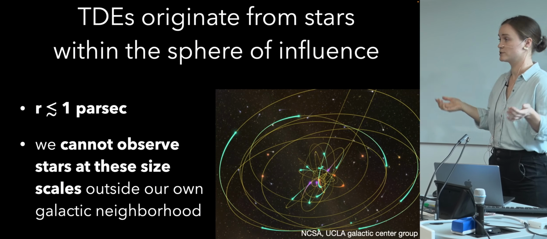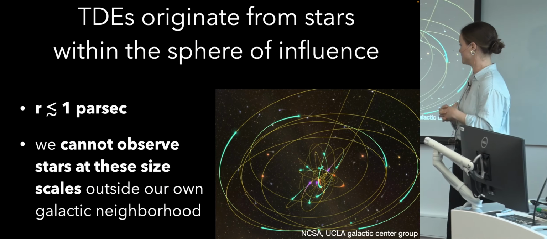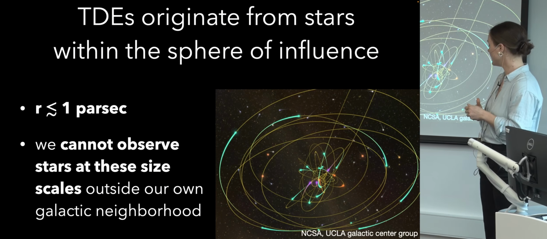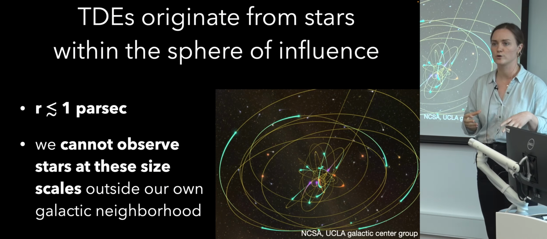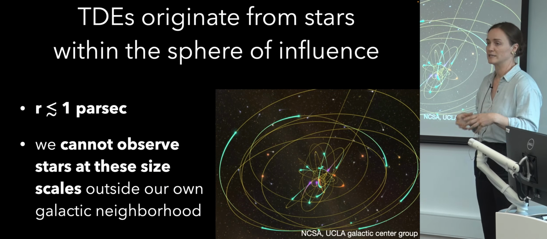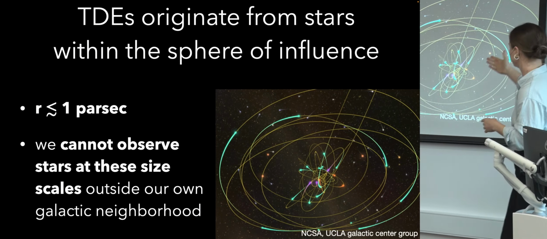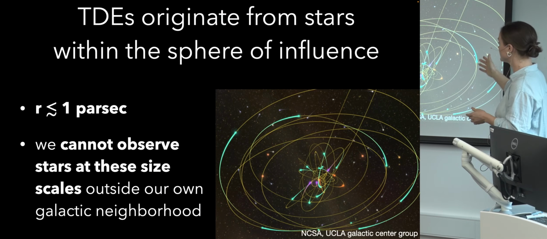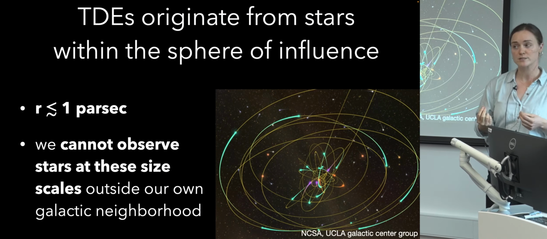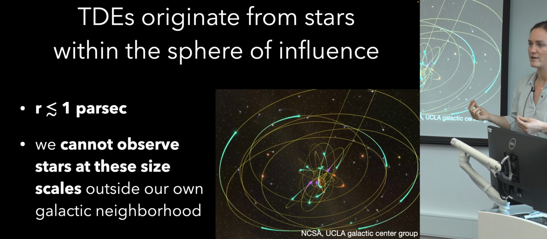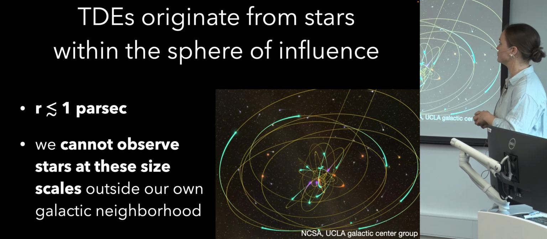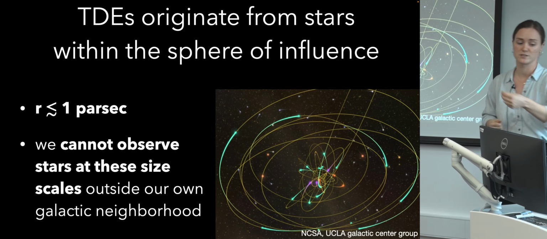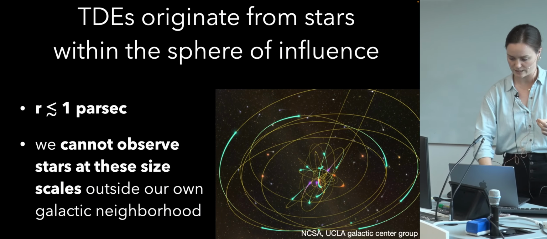We can also learn about stars in the central parsec of the galaxy, or the sphere of influence of the galaxy, because that's where TDEs originate from. And this is at size scales that we really can't probe directly outside of our own galactic neighborhood. This is made from data from the Galactic Center group at UCLA of our own galactic center, where we can very precisely measure all these orbits, which is super exciting. But we really can't do that for most other galaxies. And so being able to potentially learn something about a star that we know originates within the sphere of influence is another exciting use of TDEs.